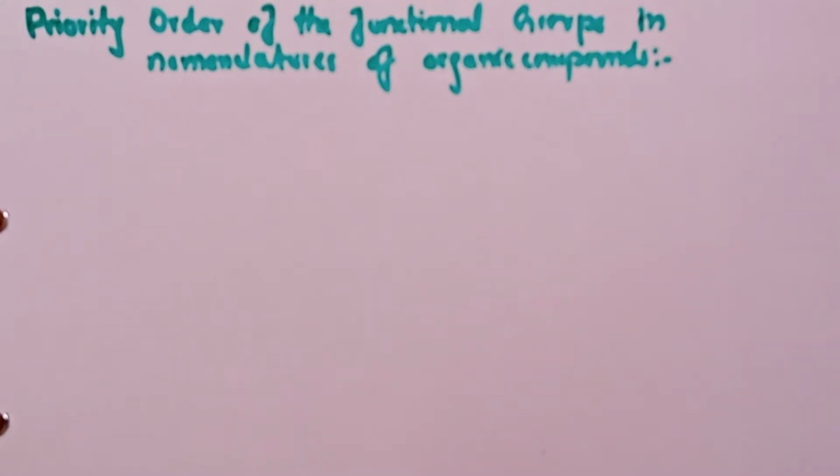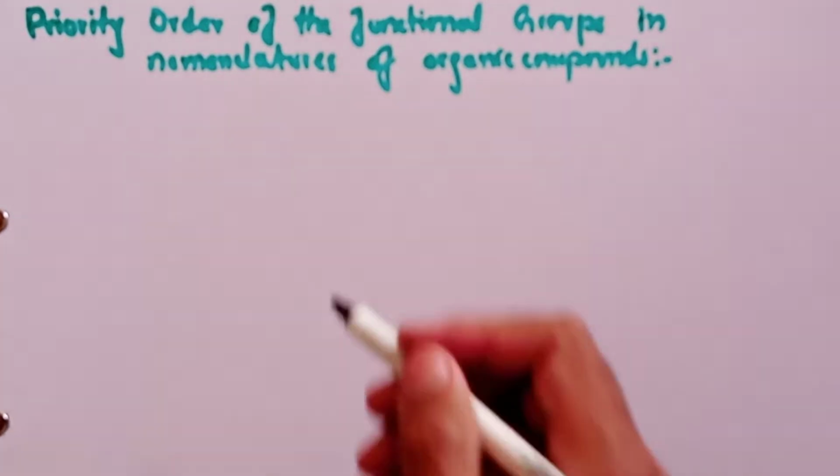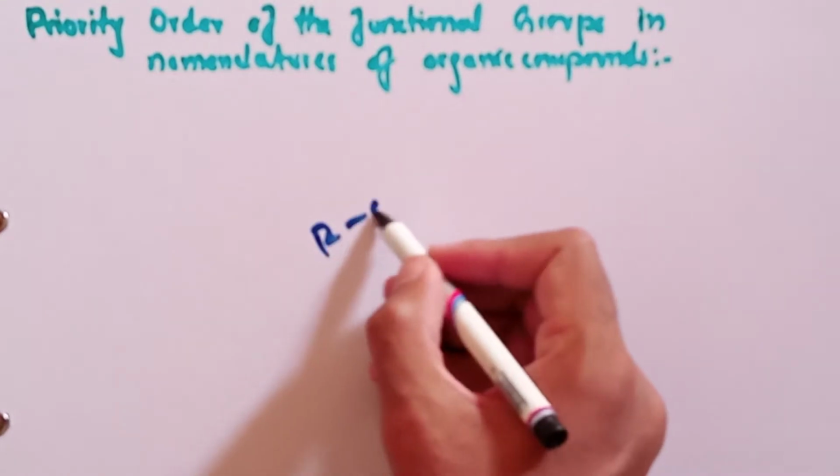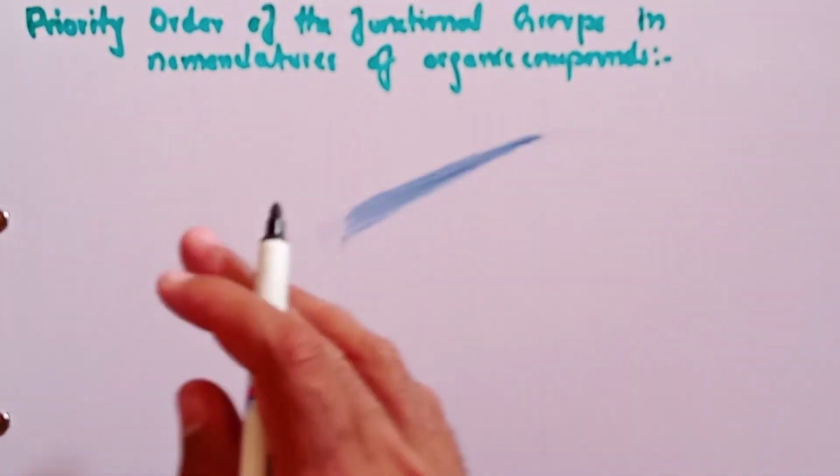Our topic is the priority order of the functional groups in the nomenclature of organic compounds. When you give a name to any organic compound, you need to know about the functional group priority, which will be the main one. Let's suppose this is the complex compound.